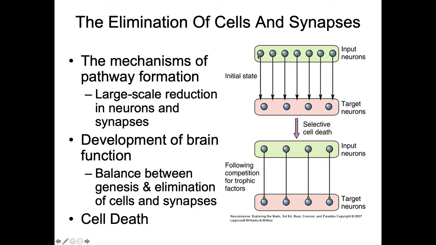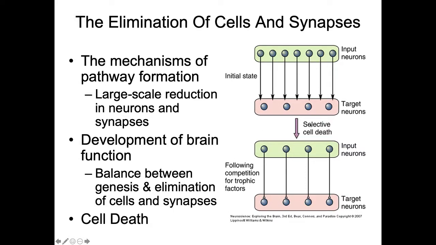So the main idea is that early in development, the initial state is described here: lots of input neurons hitting multiple different target neurons or muscle cells, whichever system you're looking at. Afterwards, after development proceeds, some of these connections are favored and others are not. And the ones that are favored will not die, and the other ones are pruned back or undergo cell death. And so what you can see here is that there's these single connections that we have between them.